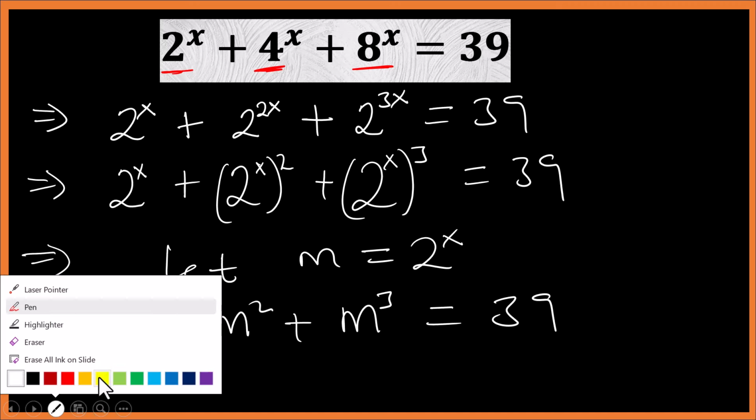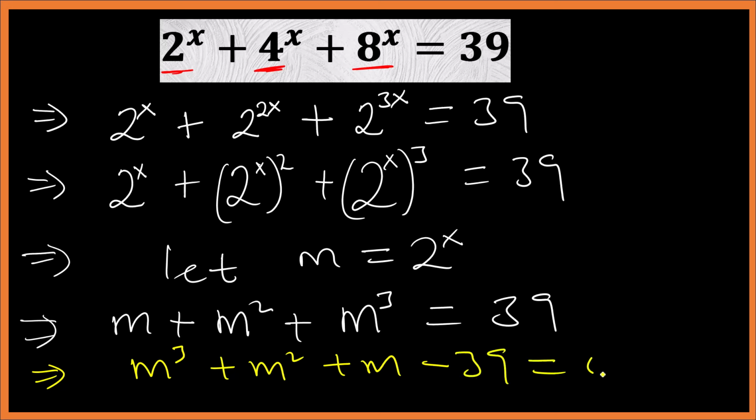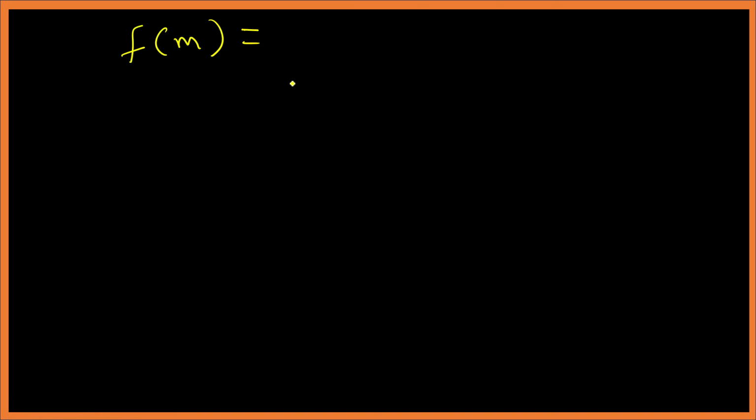Now we can arrange this as m cubed plus m squared plus m minus 39 equals 0. Now let's look for the first factor. So let's call it f of m equals m cubed plus m squared plus m minus 39.